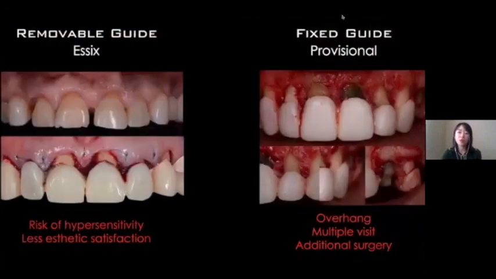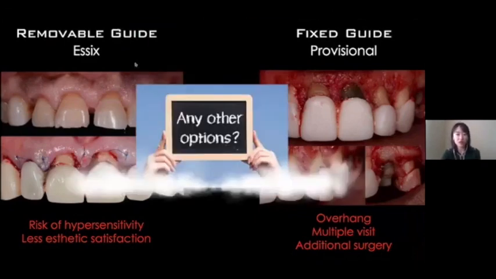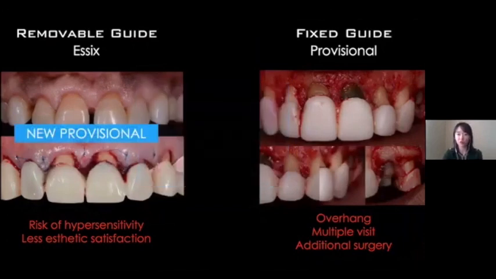So here we see that there are actually advantages and disadvantages for both types of guide. For the removable, you have the disadvantage of risk of hypersensitivity and less aesthetic satisfaction. For the fixed guide, you have the disadvantages of overhang, multiple visits, and additional surgery. So is there any other option? The other option is doing a new provisional, of course.